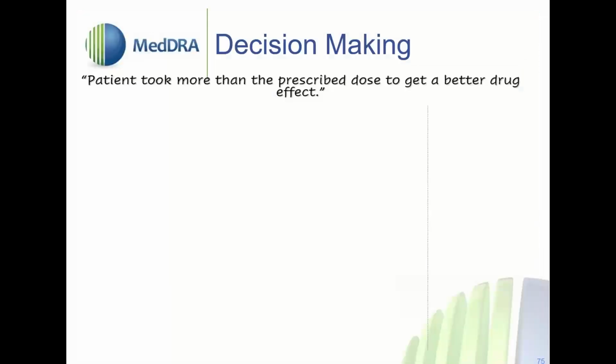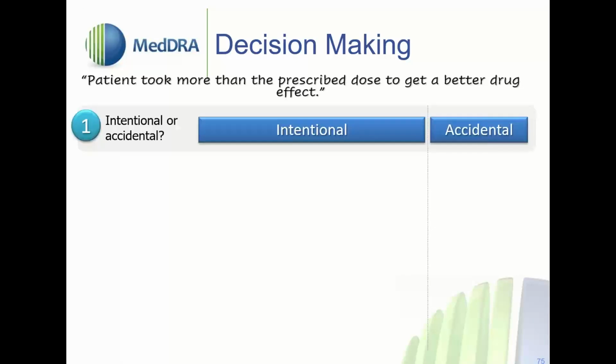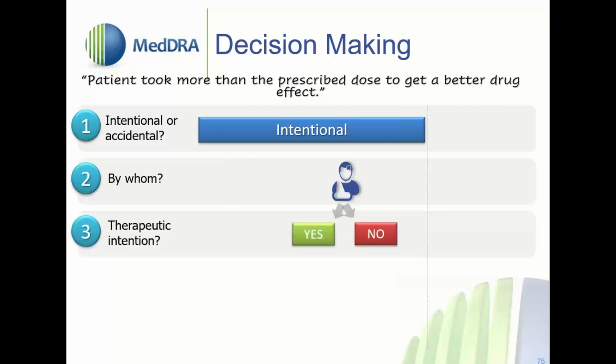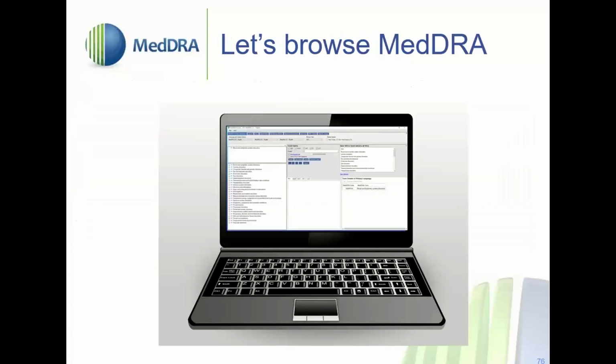Okay, so let's go into the decision-making portion. Again, was this intentional or accidental? In this case, it was intentional. Who was it caused by? In this case, we know it was caused by the patient. And we know that it was for a therapeutic purpose, yes. So this verbatim describes an intentional drug misuse, or product misuse.